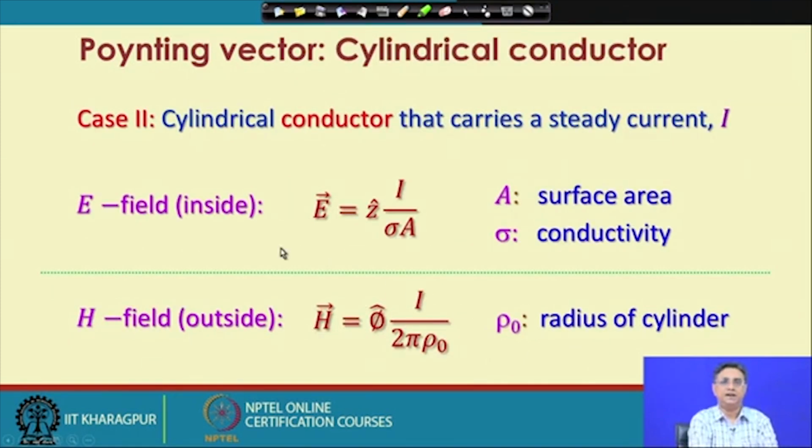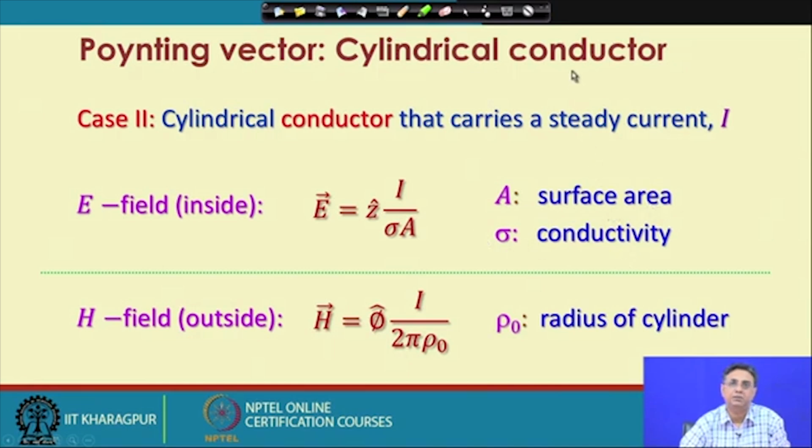Now, we will consider another interesting case where we will see the Poynting vector through a cylindrical conductor that carries a steady current I. The electric field inside this conductor is given by E equal to z cap I by sigma into A. This is because of Ohm's law: J into sigma is equal to E. So, sigma into E is equal to z into J.